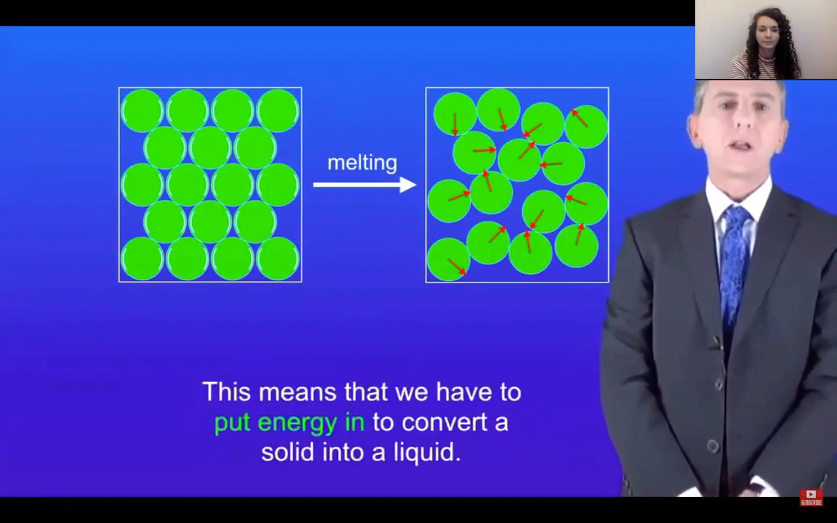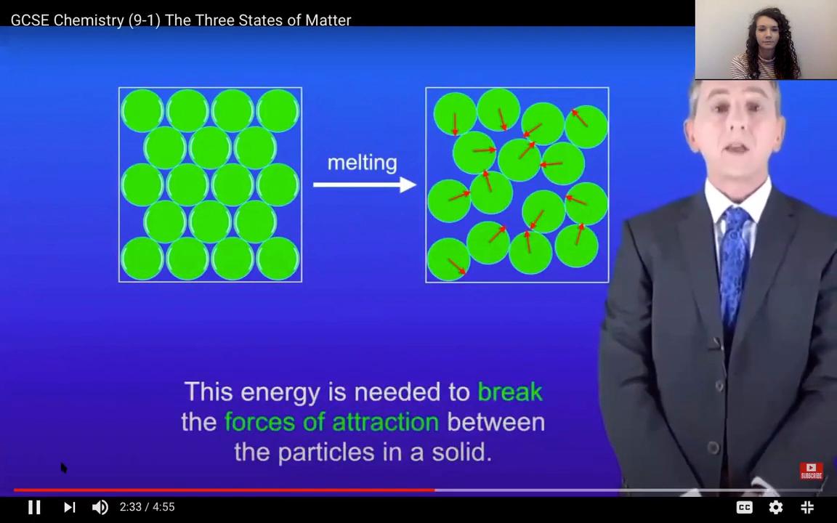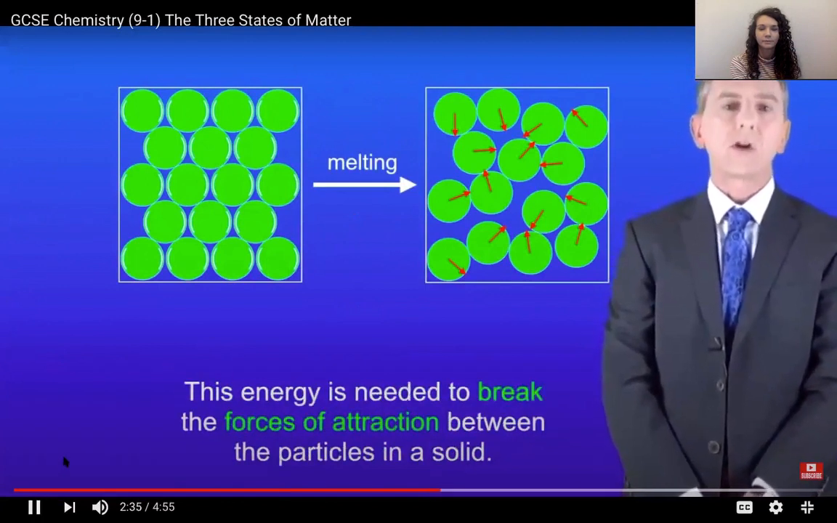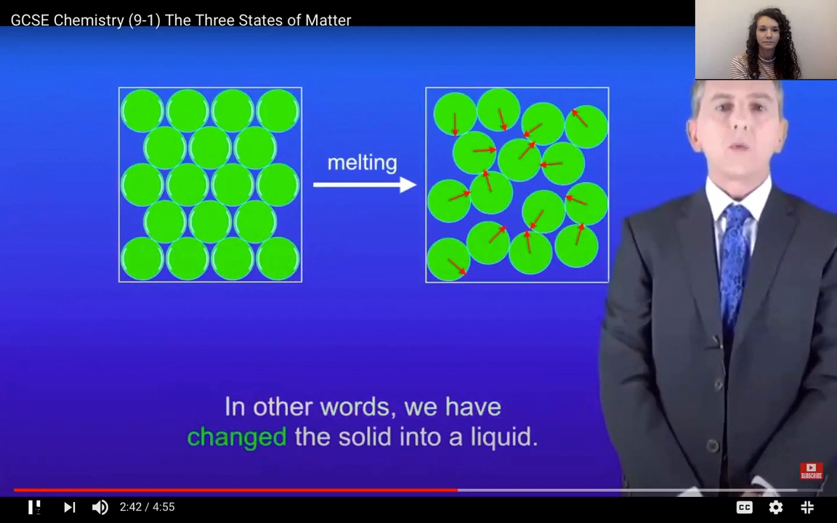This means that we've got to put energy in to convert a solid into a liquid. This energy is needed to break the forces of attraction between the particles in the solid. Once these forces are broken, the particles can now move around.